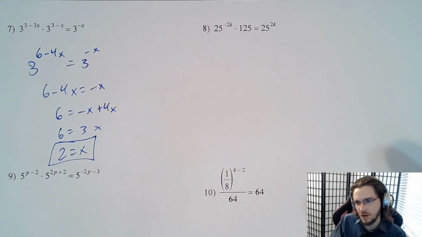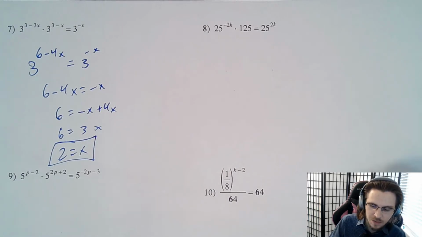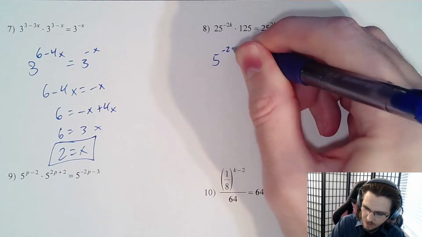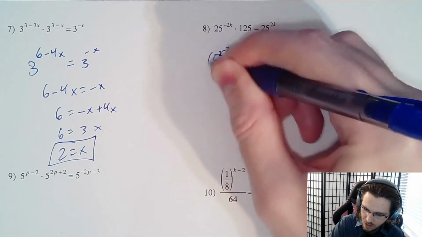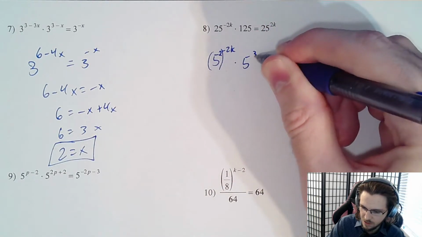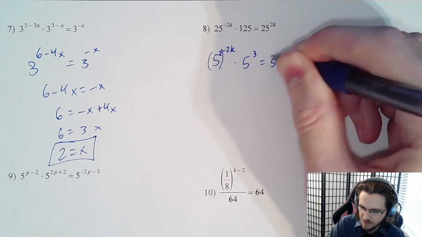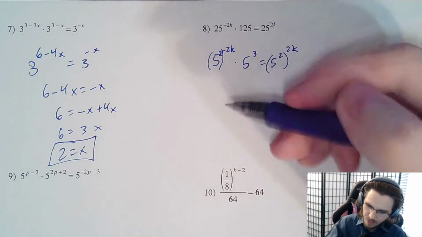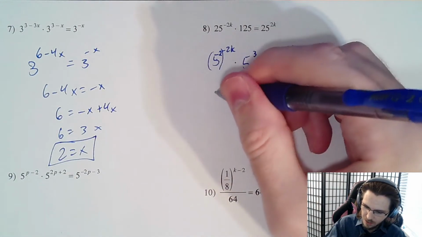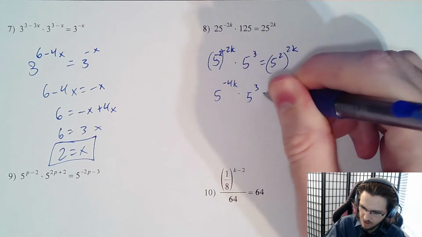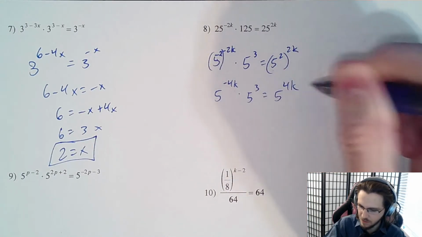So this one is one of the longer ones, not as long as number 10, but definitely one of the longer ones. Everything needs to be written as a base of 5 to keep it all going. So 5 to the negative 2, whoops, 5 squared to the negative 2k times 5 to the 3rd power equals 5 squared to the 2k. Power to a power, you multiply exponents, so 2 times this guy, we got 5 to the negative 4k times 5 to the 3rd equals 5 to the positive 4k.